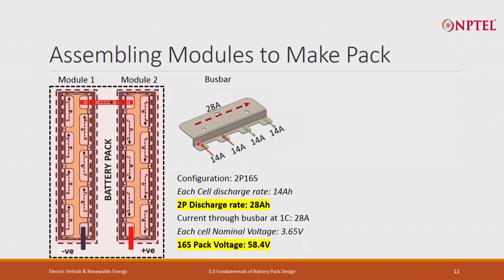Now, each module, this one collection of 2P cells, is 3.6 volt per cell. Each module is 29.2 volt with the 28 Ah capacity. Both the modules together in series give me 58.4 volt. So, now my battery pack is made here. This battery pack capacity is 28 Ah and 58.4 volt. If I talk about capacity in terms of energy, then it would be approximately 1.65 kilowatt hour.